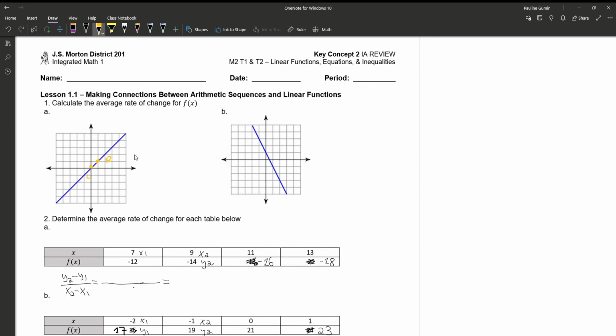So let's find our rise over run. Well, it looks like I go up 1 block and over 1. So 1 over 1 is my average rate of change for this one. Let's take a look at letter B.